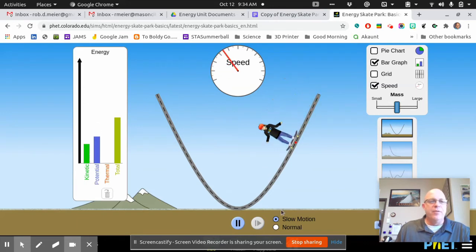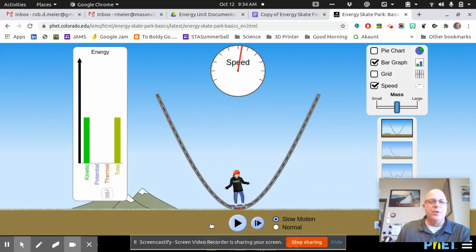and you can see a little bit better that at the bottom, kinetic energy is all the way up, potential energy is all the way down. Now let's see if I'm good enough. I'll try and stop him down here at the bottom. So right at the bottom, notice zero potential energy, 100% kinetic, 100% total.